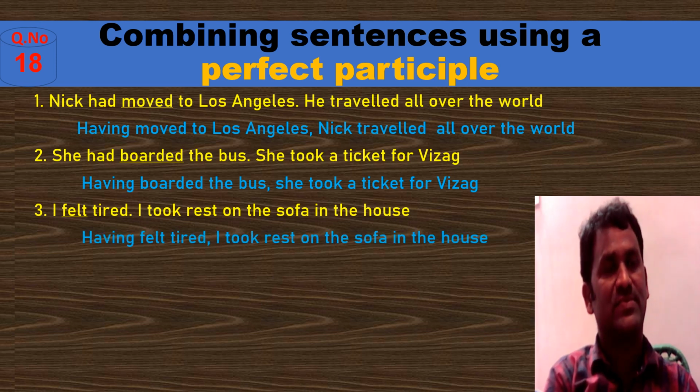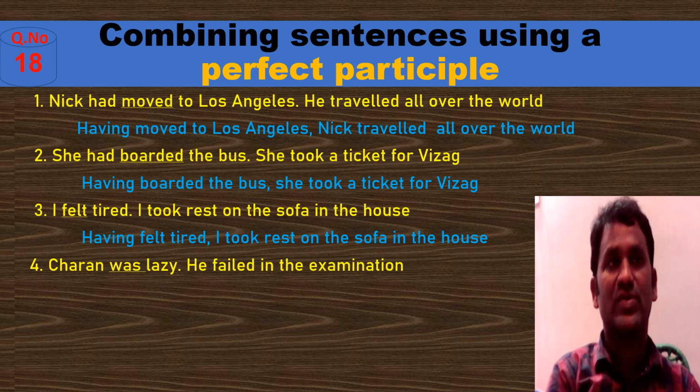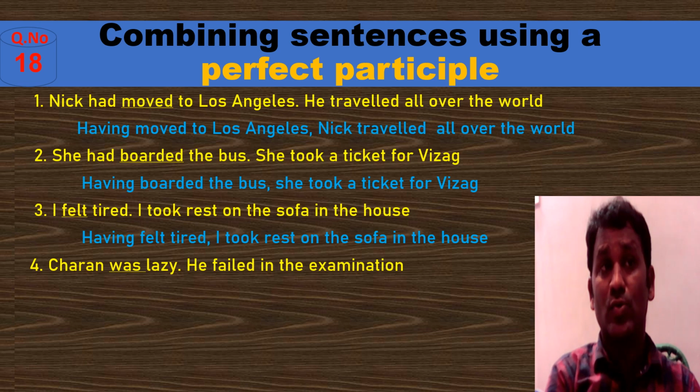The fourth one: Charan was lazy, he failed in the exam. It is the reason: Charan was lazy, so he failed in the examination. It gives a reason. So as usual, what is the rule for perfect participle?